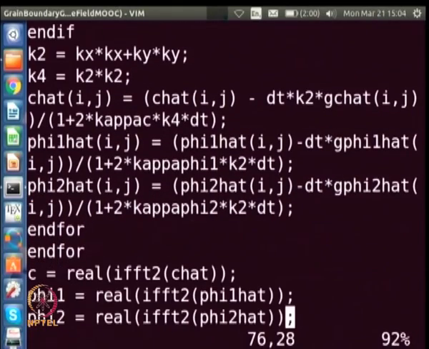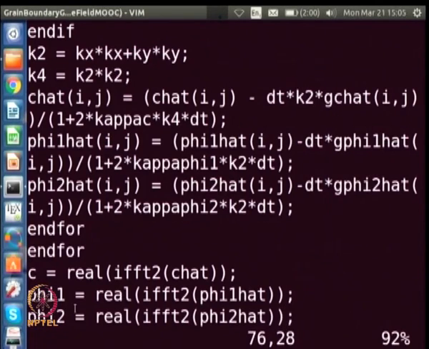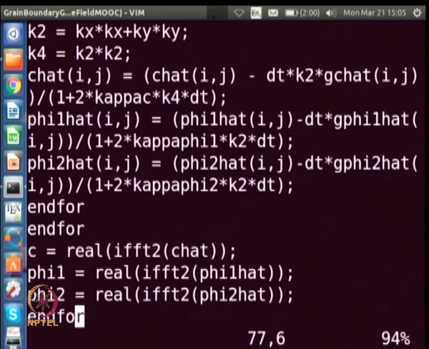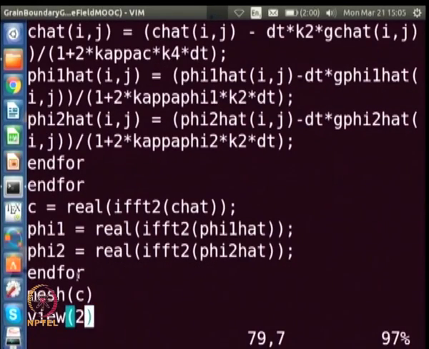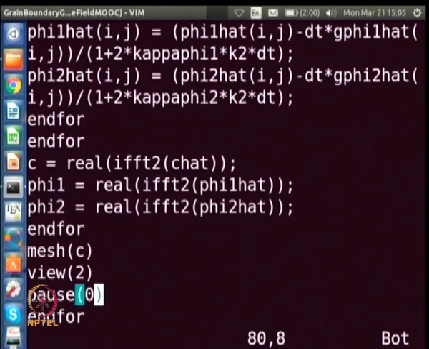So, once you do this, of course, after every time this is done, you need to take C phi 1 phi 2 to the real space, so that the G's can be calculated in real space and then they can be Fourier transformed for the next step. And after every one of these 2 steps, it is going to plot the composition profile, and then the final end is for the complete time loop.